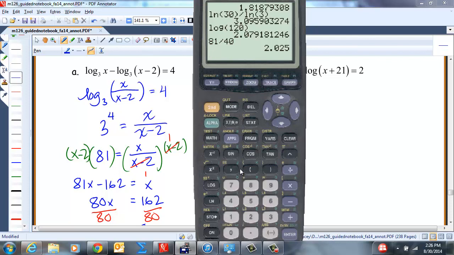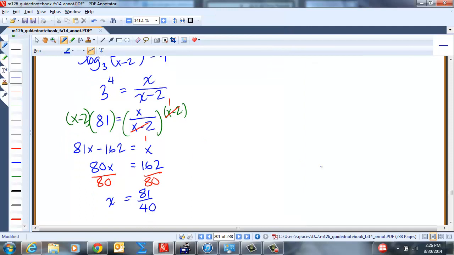The way that you can check it is you could go through using common logs to check the whole thing. I'm basically checking to make sure that we don't get a negative in either one of the logs. So notice that the second term was of concern because it was x minus 2. So 2.025 minus 2 is positive, so we're good. Okay? All right. So there's our answer.